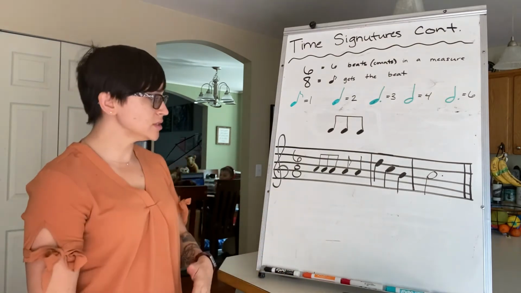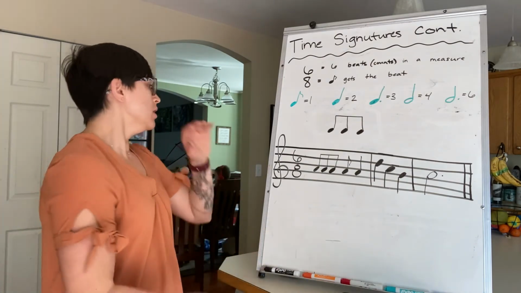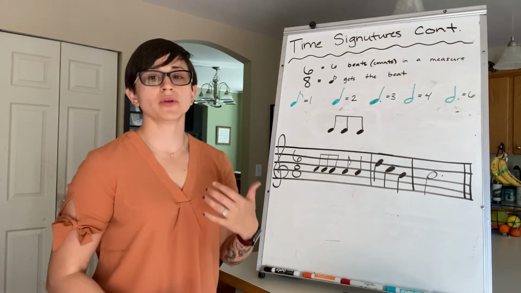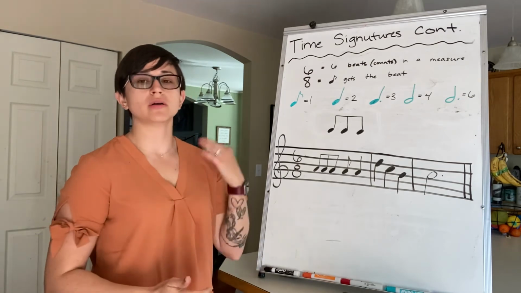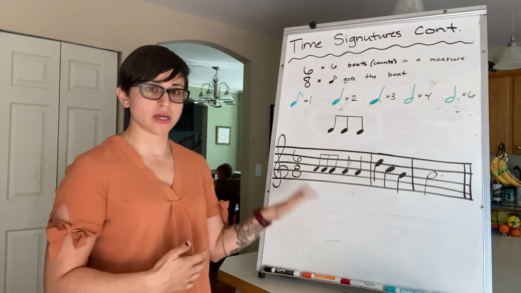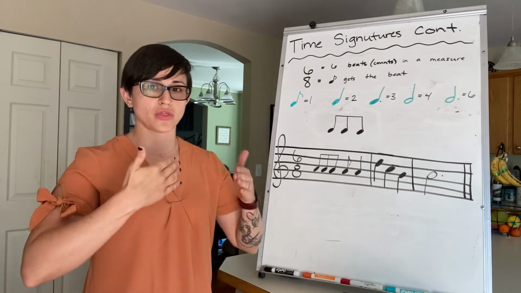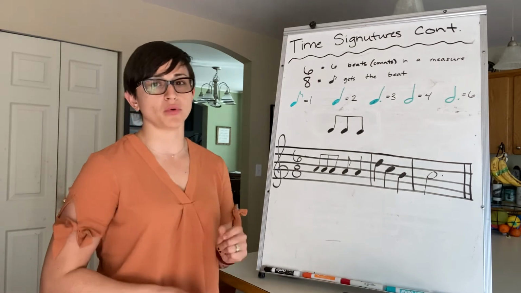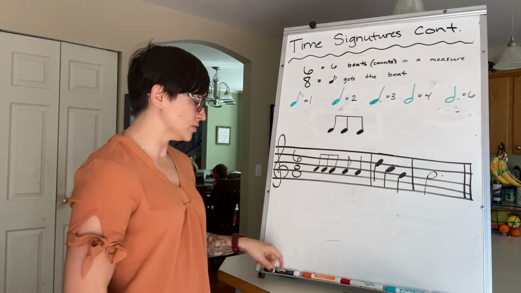And when you're counting in 6/8 time, in 3/8 time, in 9/8 time, we count 1, 2, 3, 4, 5, 6. Your strong beats in these time signatures are going to be the first beat in those 3s. 1, 2, 3, 4, 5, 6. So that's how that's counted, okay?